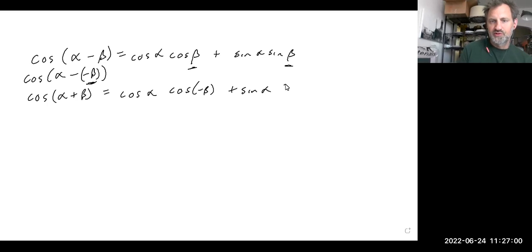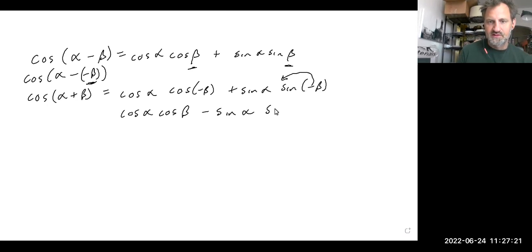And this is a good opportunity to review our even odd properties of cosine and sine. So for cosine, the negative gets eaten up. Cosine alpha, cosine beta. And for sine, it pops out. So this minus pops out front. So we got negative sine alpha, sine beta. So this is very similar.